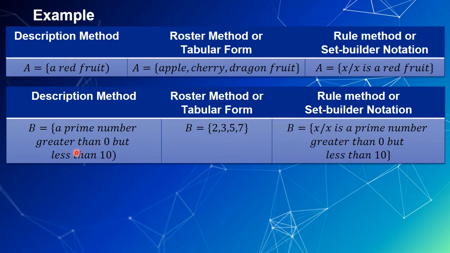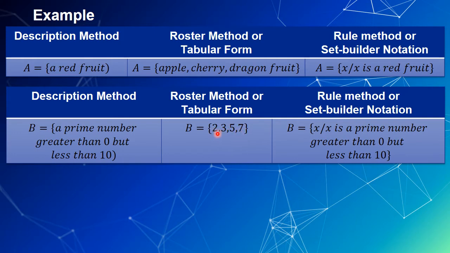Okay, another example. We have set B, a prime number greater than 0 but less than 10. So here is the description of the given set. For you to write the roster method or the tabular form, you are going to identify those prime numbers greater than 0 but less than 10. Those numbers are 2, 3, 5, 7.